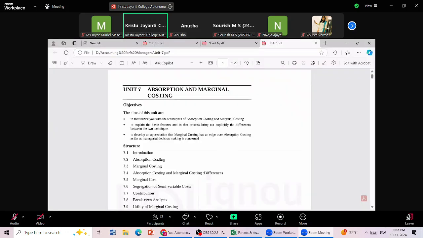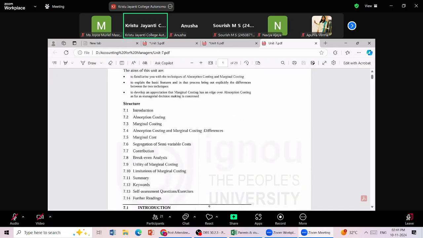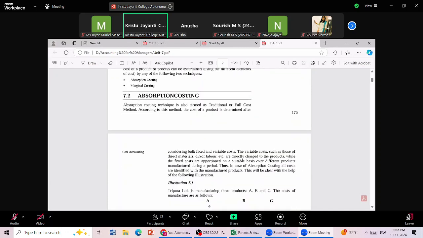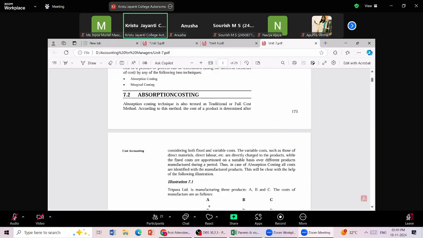Next is absorption and marginal costing. Here we will look at what absorption costing is and what marginal costing is. Absorption costing is a technique. It is also called the full cost method.